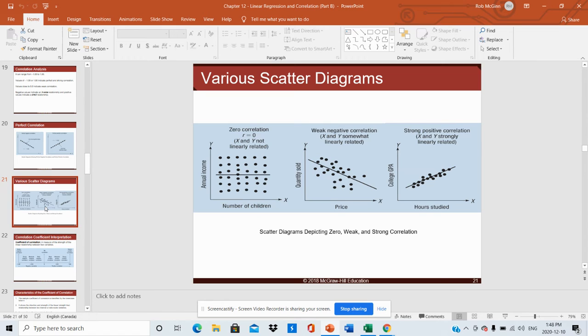So when you do calculate out your correlation coefficient, or you create the regression analysis table in Excel and you see your correlation coefficient, if you want to interpret it, slide 22, which is our next slide, is a very important slide to go to. This will guide you.